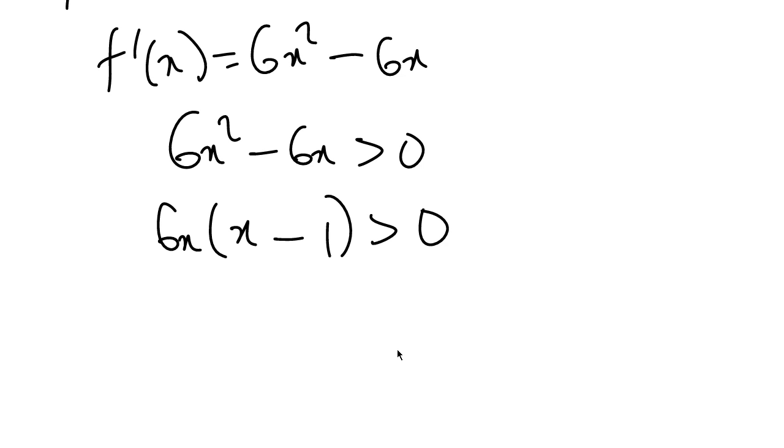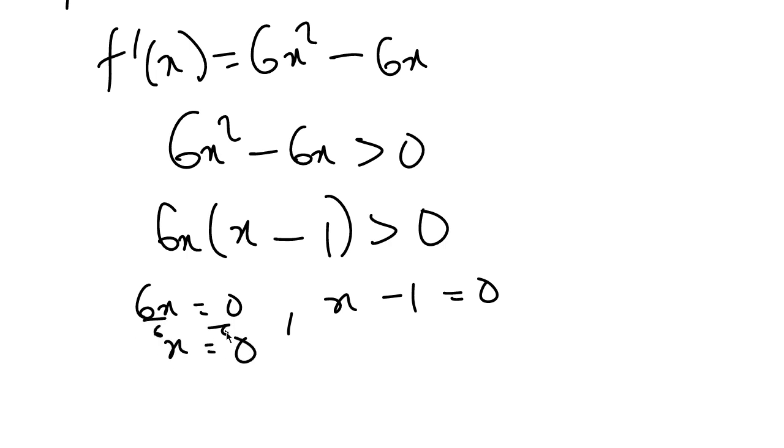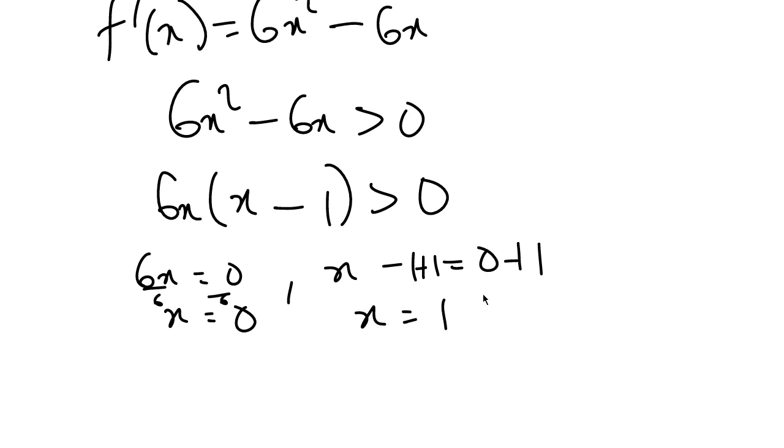To solve this inequality you can simply equate each component to 0. So equate 6x to 0, and equate x - 1 to 0. That will be that x is equal to 0, because if you divide through by 6 you have 0, and then adding 1 to both sides you have that x is equal to 1. Or you can move negative 1 to the right to become positive 1.